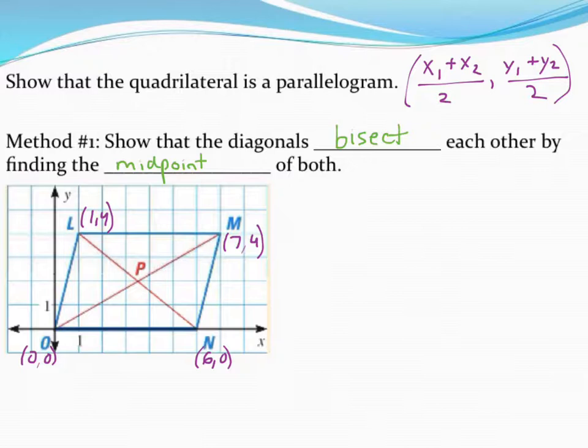To show that diagonals bisect each other, I'm going to find the midpoint of each of the diagonals. And what I want to see is that the midpoint is in the same location for both of the diagonals. So let's go about doing that.